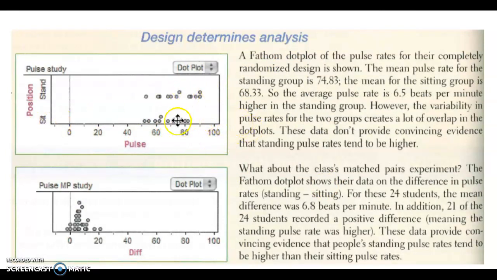Sitting, standing, you can't really see a whole heck of a lot. But if you calculate the differences, so if this is the same person here and here, you calculate the difference and you only get one. You can see there is a trend that it's different from standing to sitting. Your blood pressure is higher standing versus sitting.